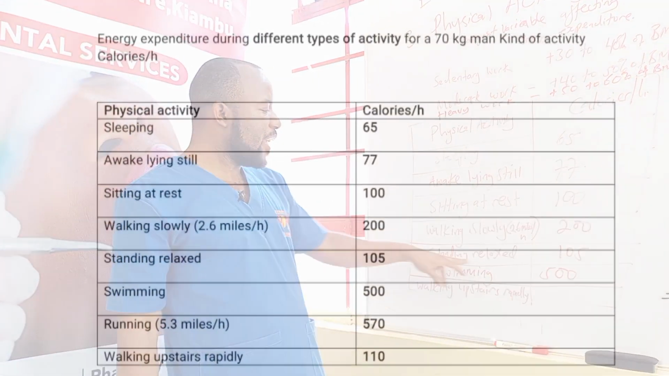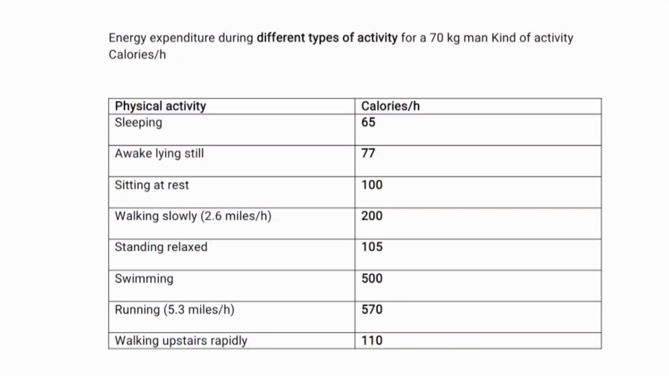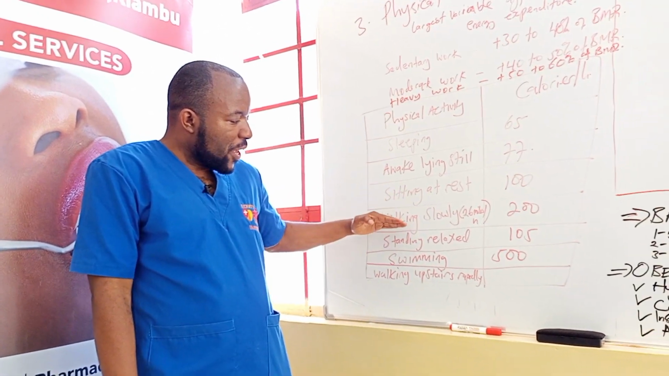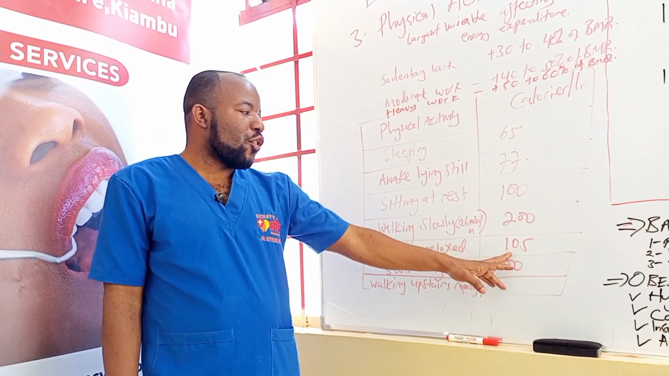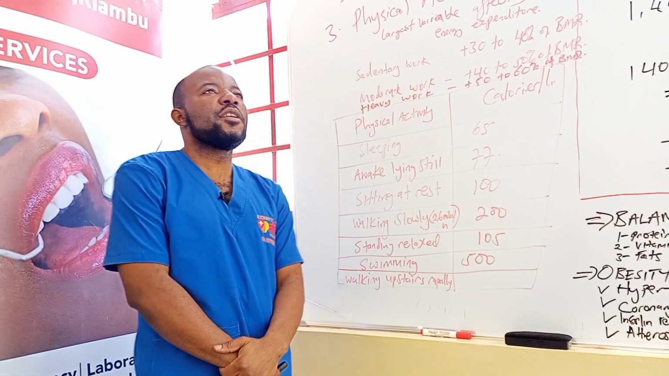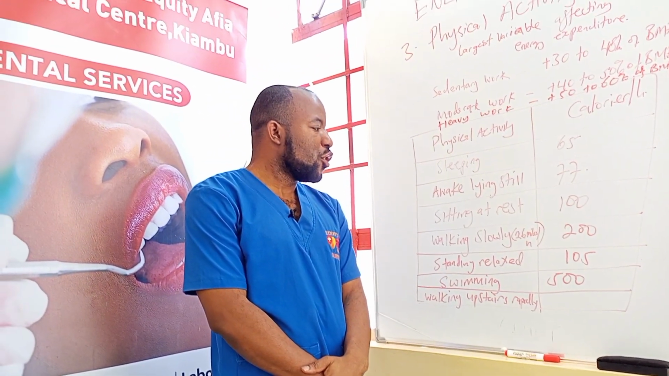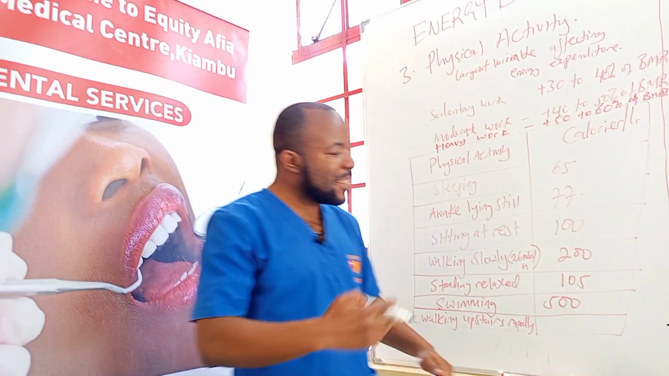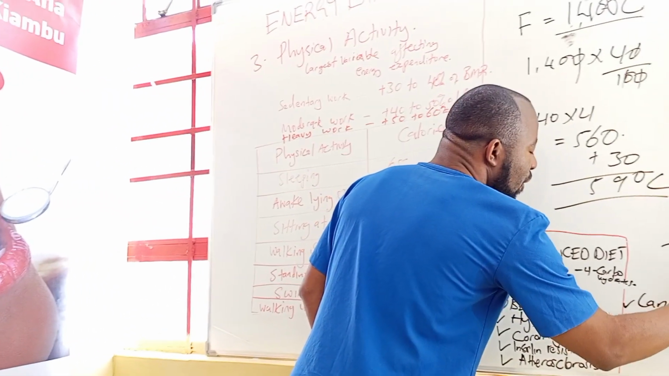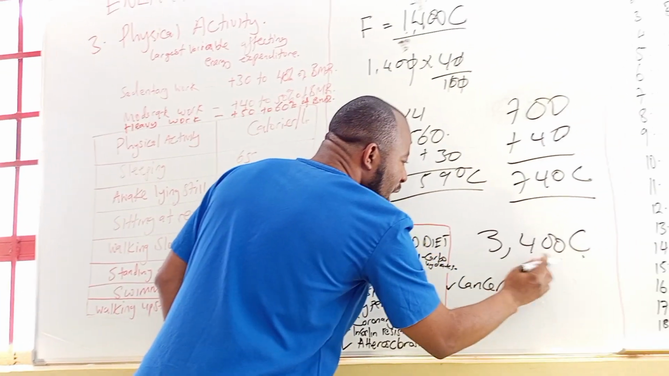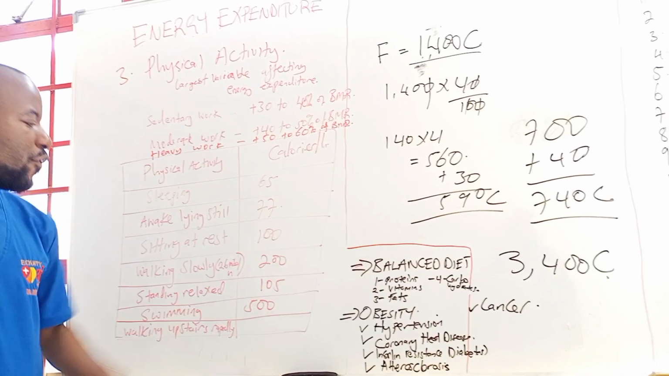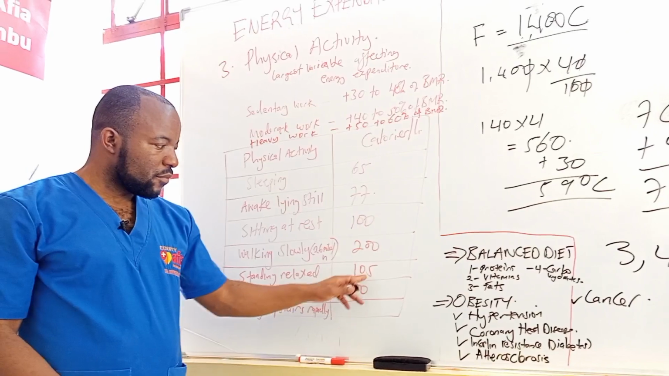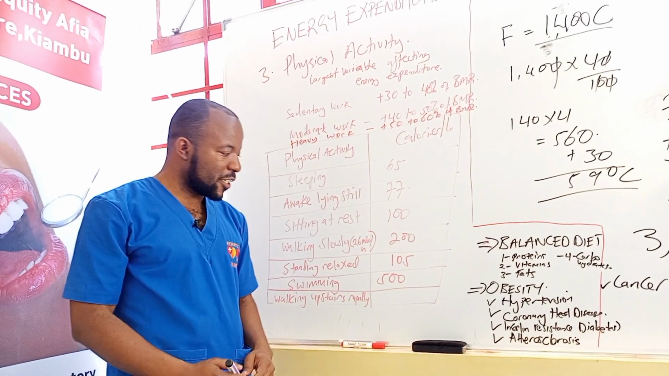Now we come to standing and relaxed. If you stand, you realize sleeping, lying, sitting, walking. Now standing, relaxed, you're going to spend 105. If you spend all the time standing in one place, you will spend a little more than the person who is sitting, 105. But it is still little because you have taken in 3,400 from carbohydrates alone. So 3,400 from carbohydrates alone minus 105 standing per hour. Every hour you stand, you deduct that.